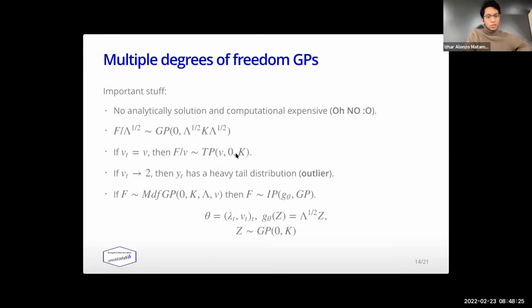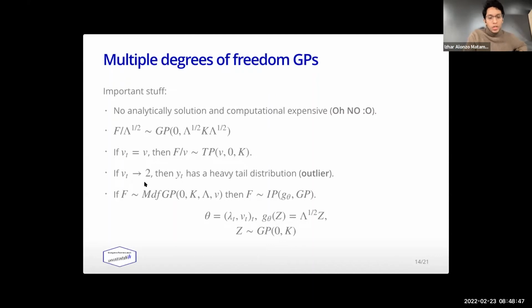Second, if we consider the degrees of freedom to be the same, then this F vector will follow a Student-t process. So right now we overgeneralize the idea of the Student-t process. If one of the degrees of freedom goes to 2, then the observation at that time will have a heavy-tailed distribution. So we can actually identify an outlier and see the distribution dynamically change over time.